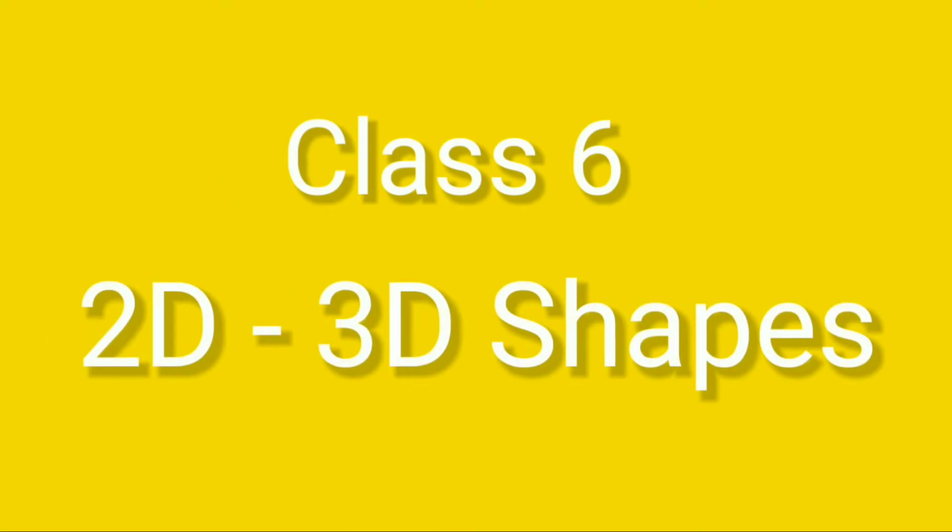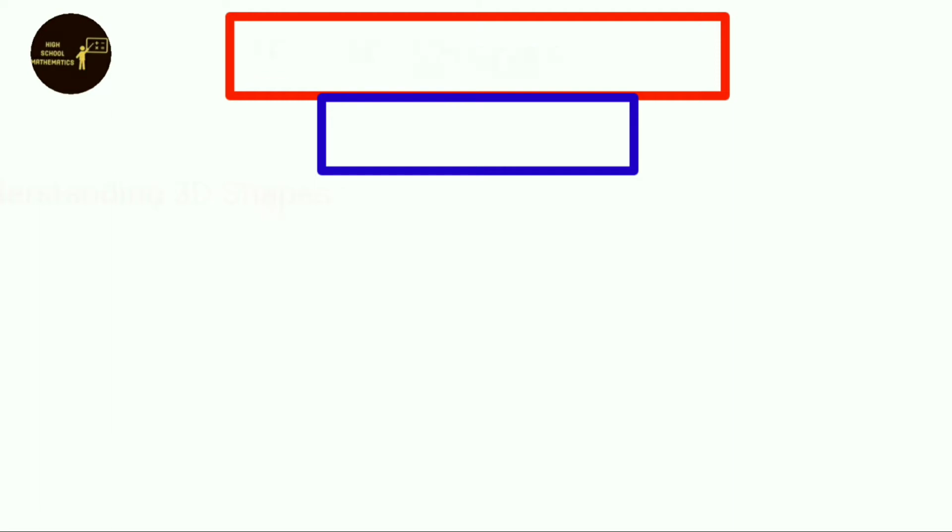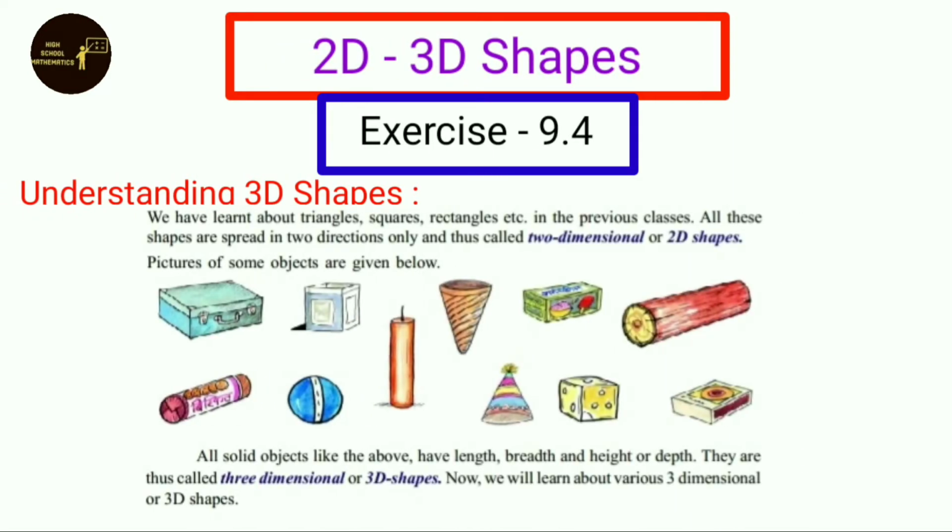Today we are going to learn Class 6 Chapter 9, 2D 3D Shapes, Exercise 9.4. Understanding 3D shapes. We have learnt about triangles, squares, rectangles, etc. in the previous classes. All these shapes are spread in two directions only and thus called two-dimensional or 2D shapes.